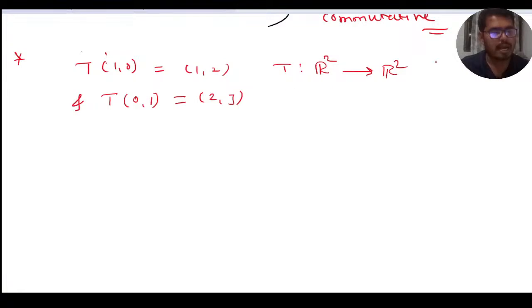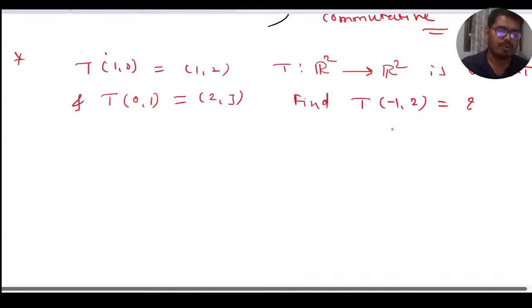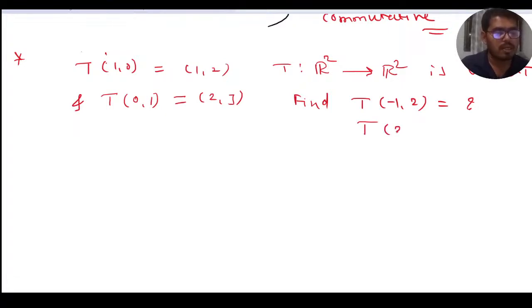Okay, and T is a linear transformation. Then they ask you to find the image of any element. If you take any element in R2, for example -1, 2, what is the image of this, T of -1, 2? Or they may ask T of 3, 4.